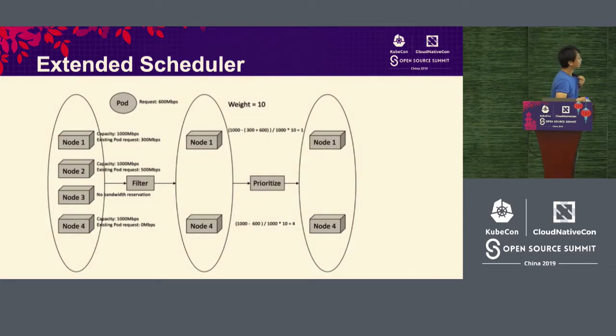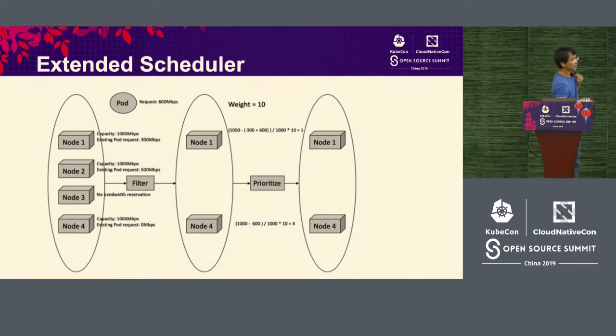Here we have listed a case. For example, there is a newly requested pod, and it requests 600 Mbps bandwidth, and there are 4 nodes in this cluster. And node 1, well, we didn't label one of the nodes, and 3 of the nodes have been labeled. All of them have the 1000 Mbps capacity, and in node 1, 300 Mbps had been consumed. In node 2, 500 Mbps had been consumed, and in node 4, there's no pod running in it.